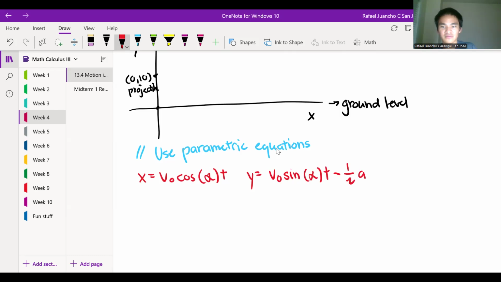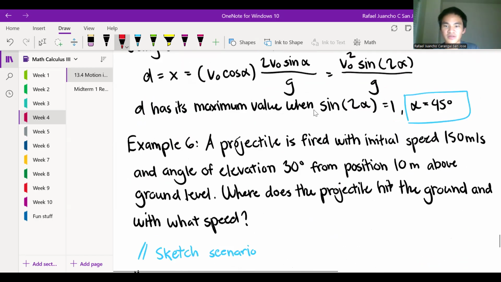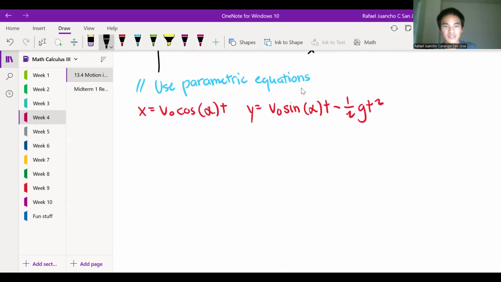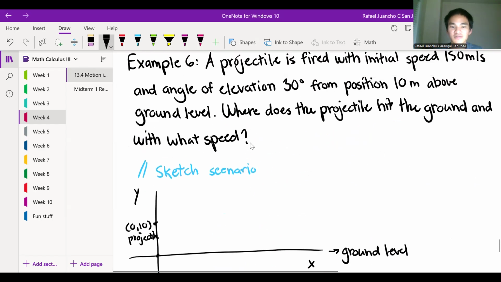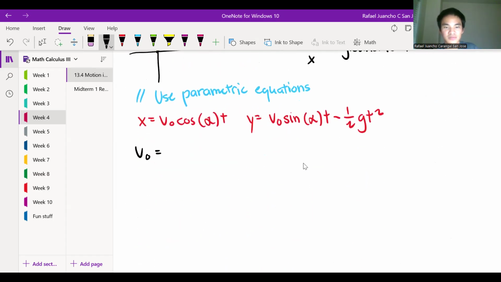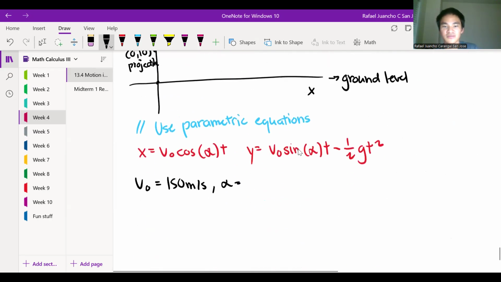Minus 1/2 gt squared, right? And then from there, our x is going to be the same, right? Let's actually make use of our given. Our v naught, what's our v naught? Our initial velocity is 150 meters per second. So let's plug that in. What's our alpha? It starts at an angle of elevation 30 degrees.